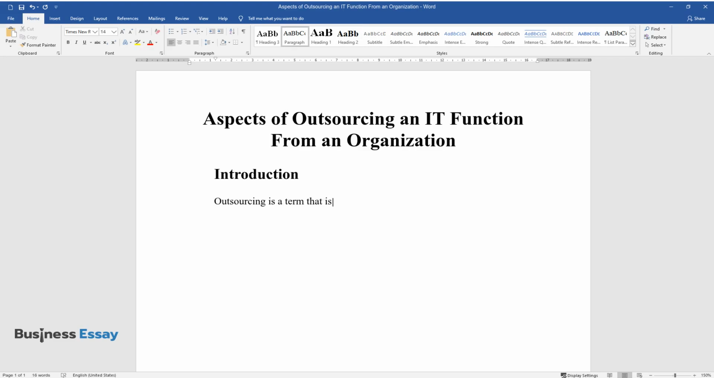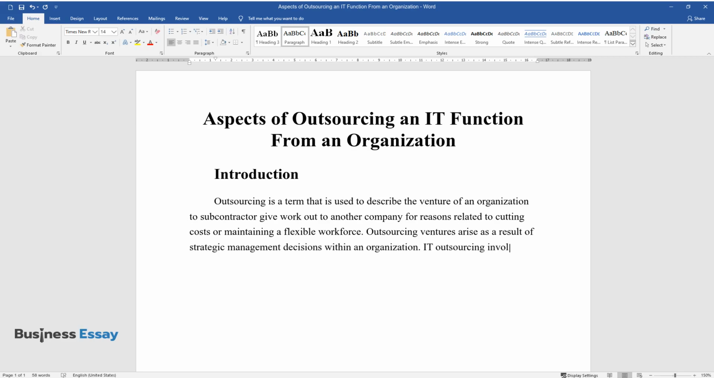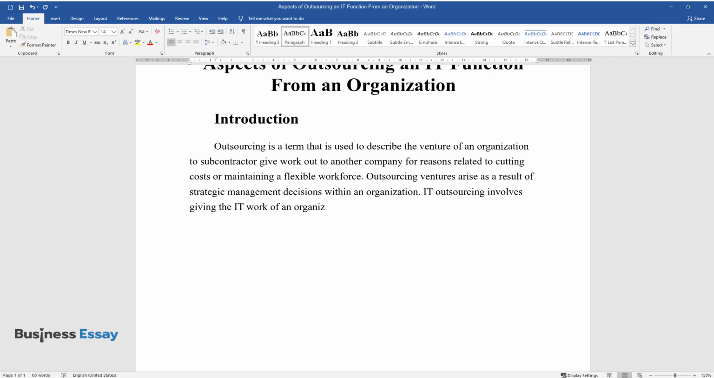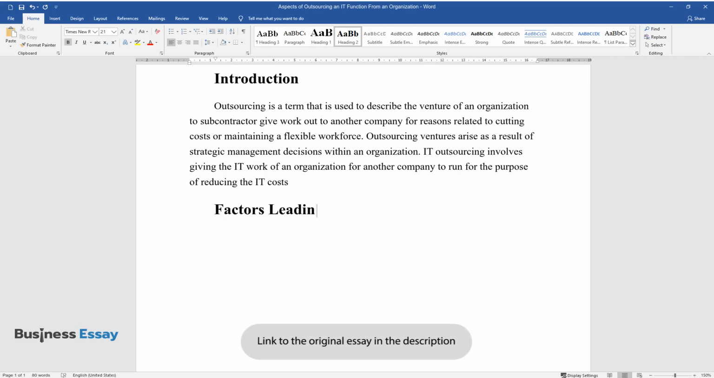Outsourcing is a term that is used to describe the venture of an organization to subcontract, to give work out to another company for reasons related to cutting costs or maintaining a flexible workforce. Outsourcing ventures arise as a result of strategic management decisions within an organization. IT outsourcing involves giving the IT work of an organization to another company to run for the purpose of reducing the IT costs.